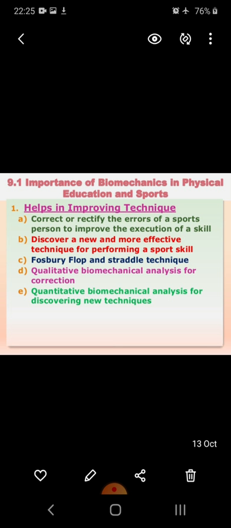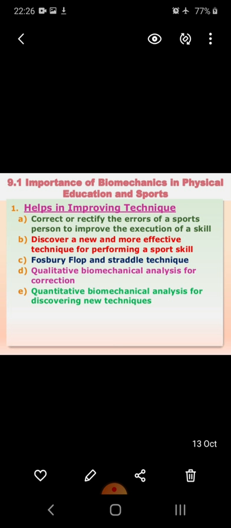The simple method for improving performance in most sports is to improve the technique of the sportsperson. As a matter of fact, it is one of the motivating factors for studying biomechanics. Biomechanics can be applied to improve techniques in two ways. First, the teachers of physical education may use their knowledge of mechanics to correct or rectify the errors of the sportsperson in order to improve the proper execution of a skill.